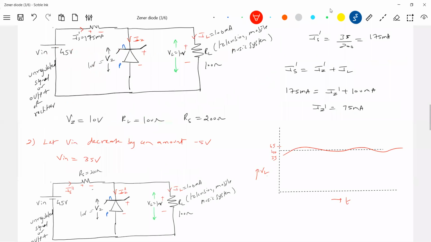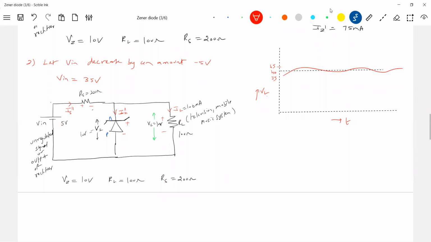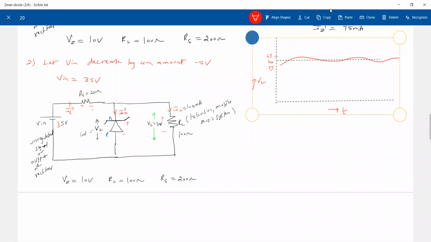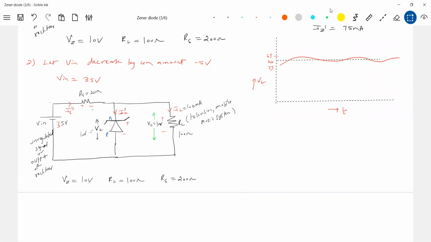IZ dash, here IZ dash. Okay, I'm taking all the symbols here. And now how much V in? V in will become 35. Okay, do calculate. Similarly, like how we proceeded, you do calculate here. This is V in. This is what happens. This is a practical.